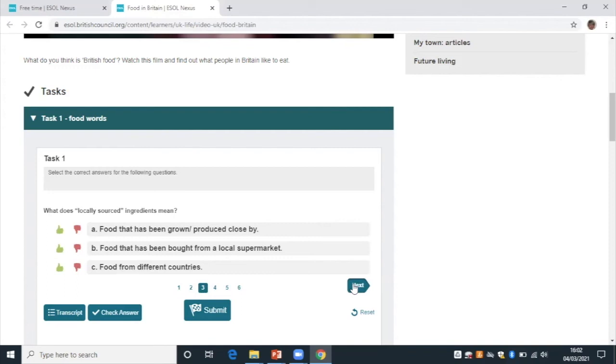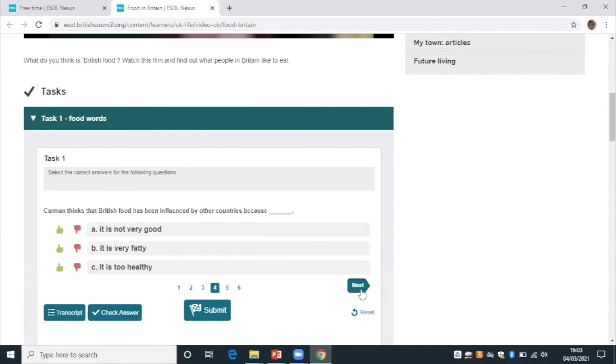If something's locally sourced, is it food that has been grown or produced close by, food that's bought from a local supermarket, or food from different countries? So if something's local, it means it's close, and sourced means where it gets it, where it's from. So food that has been grown, produced close by.